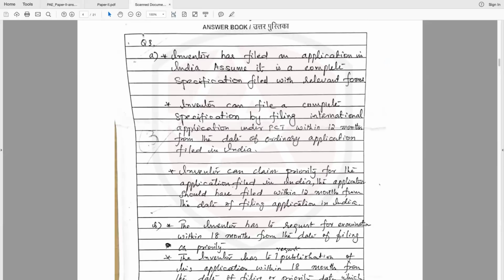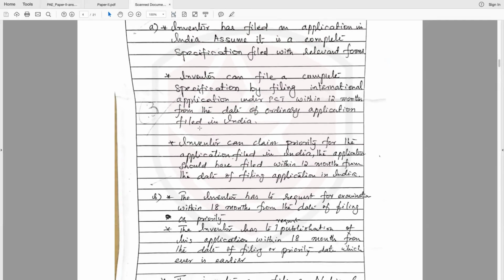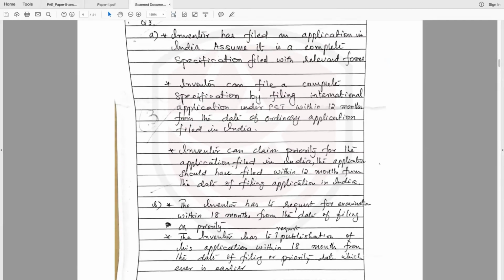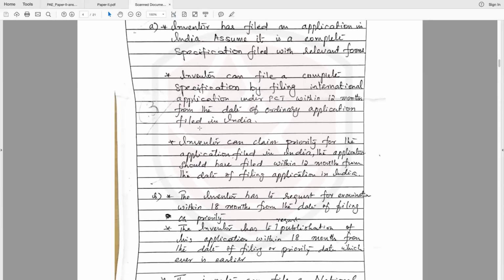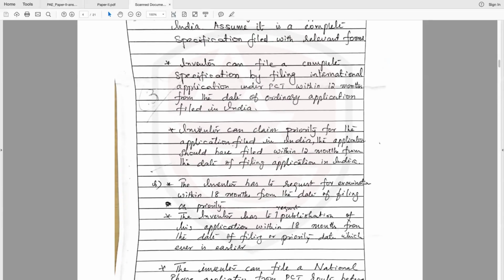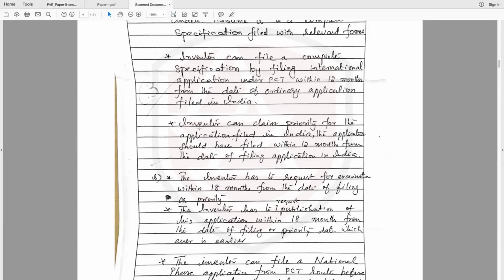Okay, so here again the candidate mentioned that the inventor has filed an application in India, assume it is a complete specification filed with relevant forms, and he clearly again got the timeline right. So he mentioned that the inventor can file a complete specification by filing an international application under PCT within 12 months from the date of the ordinary application filed in India. So he got the timeline right, which is the catch here.